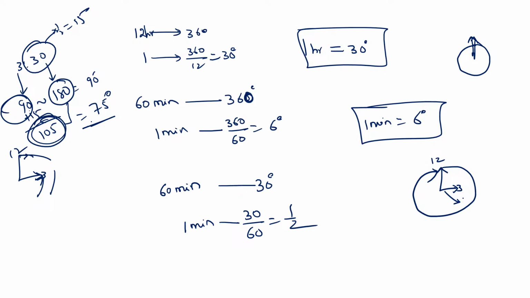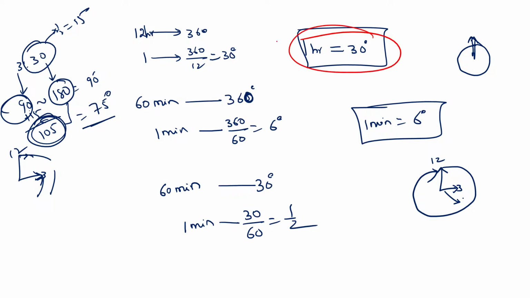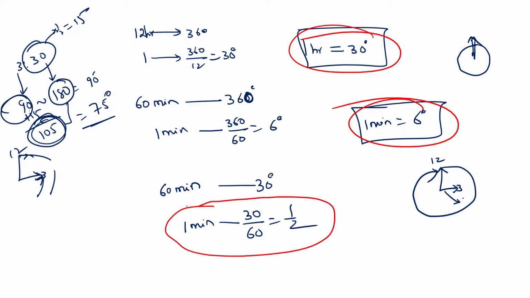Don't worry about all this process, only remember three things. The first one is 1 hour is always equal to 30 degrees, 1 minute is always equal to 6 degrees. For every 1 minute movement of minute hand, it can move the hour hand extra by half degree. Just remember all these three. I will give you some time, try to understand, then we will go with one by one models.